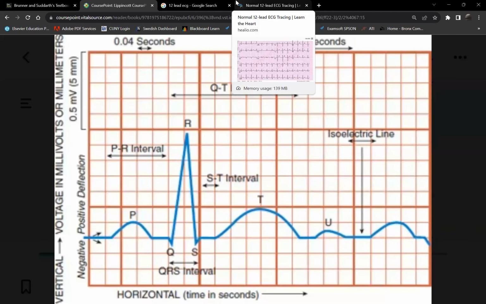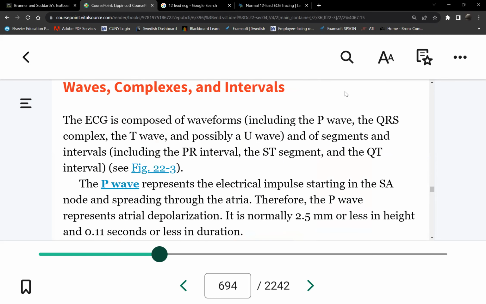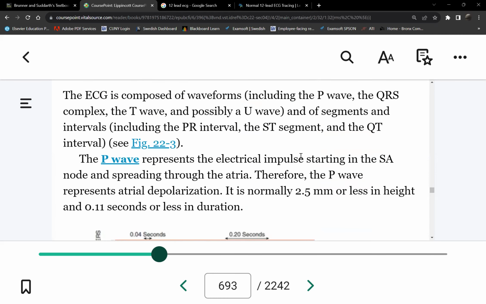What is one of them? So based on the definition, what is a P wave? When you see a P wave, that means the electrical impulse was initiated by which pacemaker? The primary pacemaker. So do we want to see a P wave? Yes, for every heartbeat, we should see a P wave. No P wave, we start to worry.